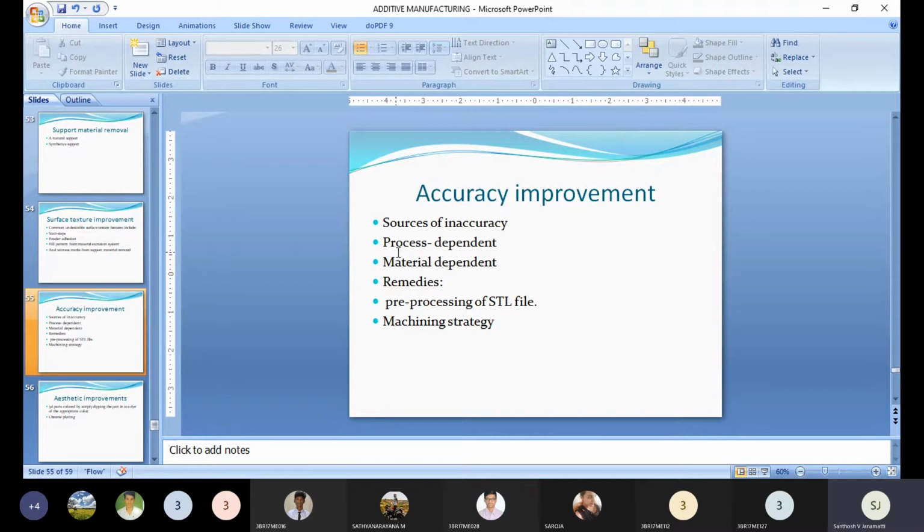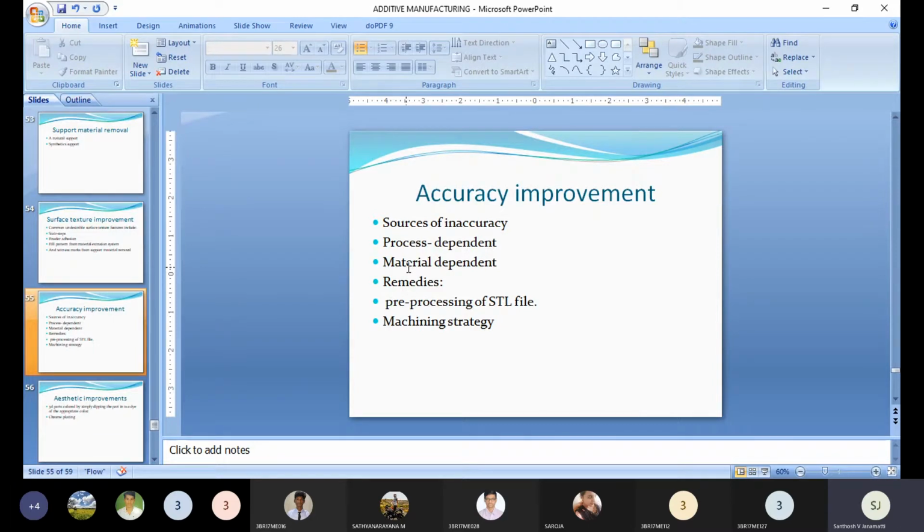And material dependent, so I hope you understand the process. There is a main source from which we can get the inaccuracy present in the 3D product. That is, if your process is not properly carried out or not properly working, we may get defects in the 3D product. And the second one is material dependent.